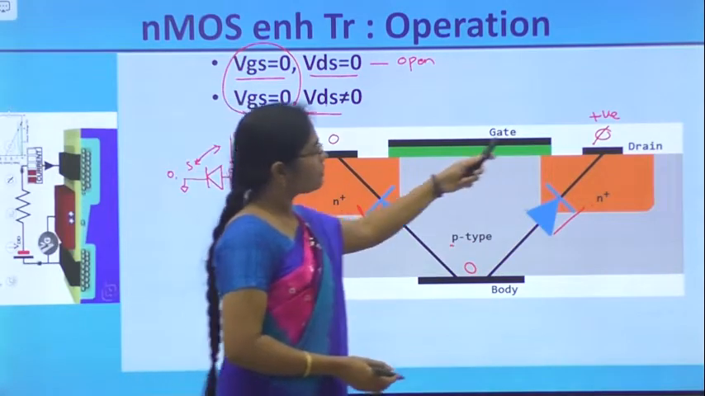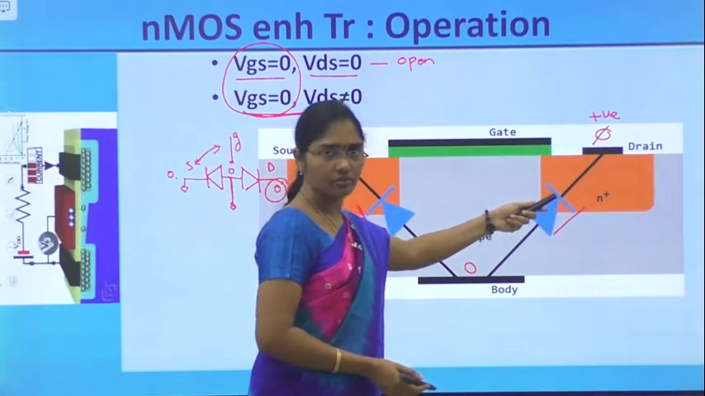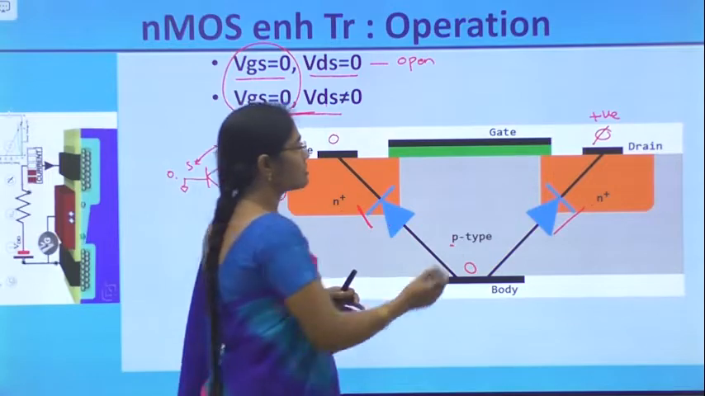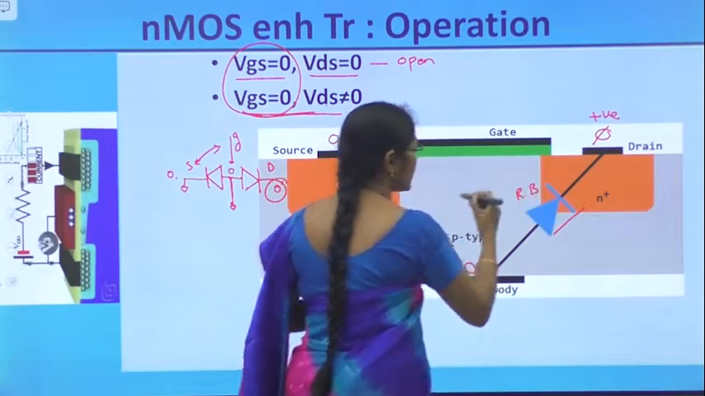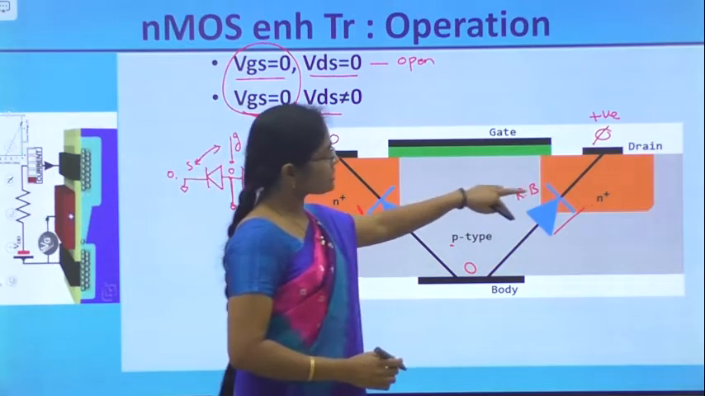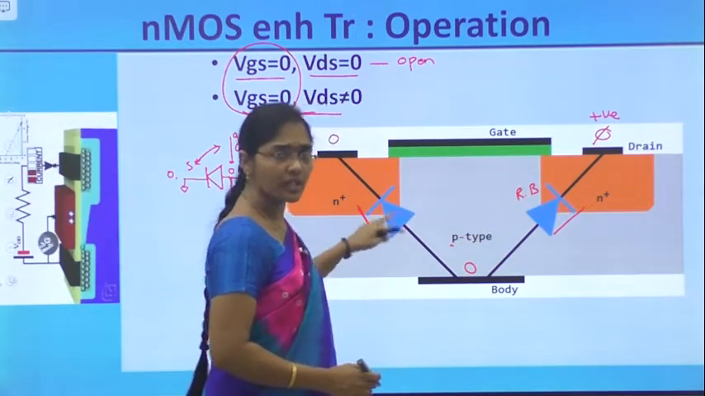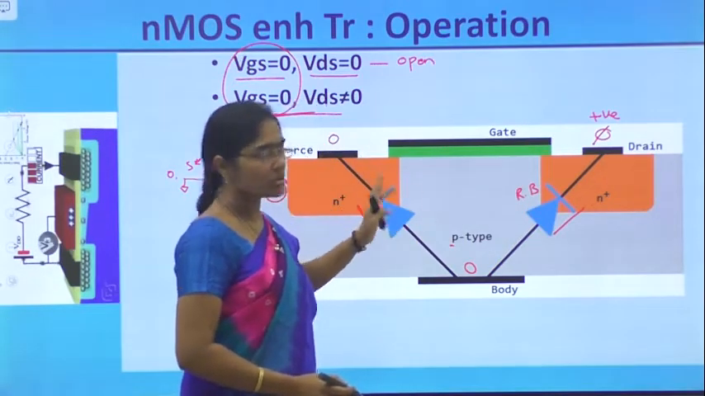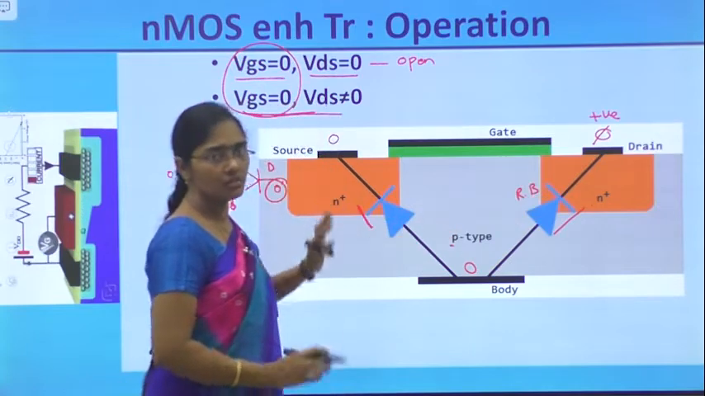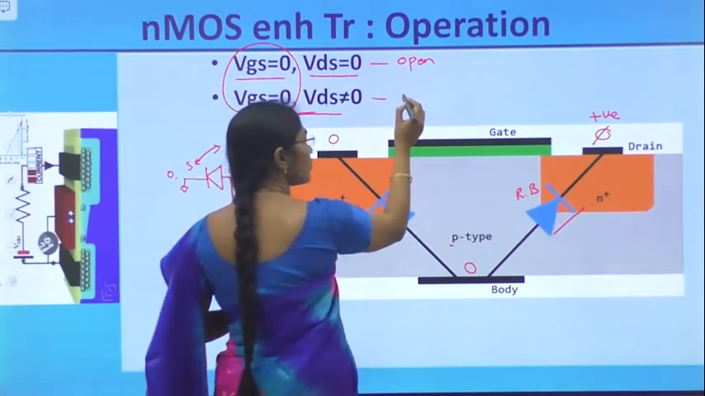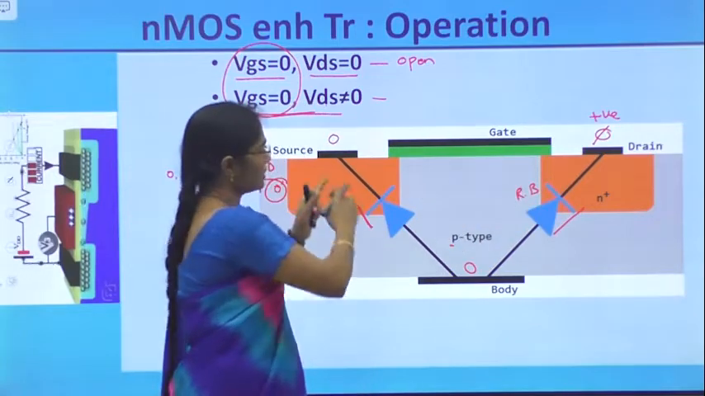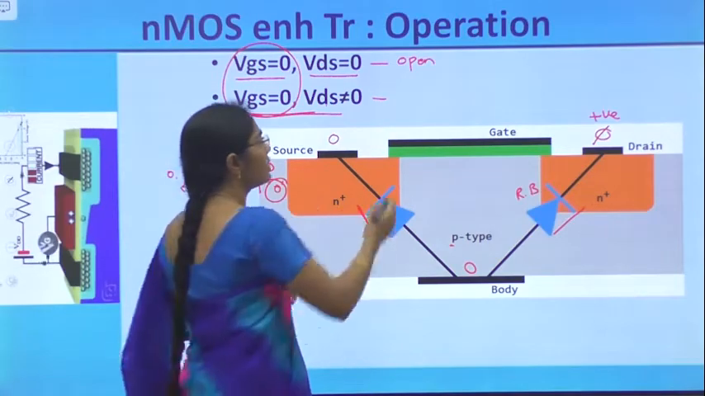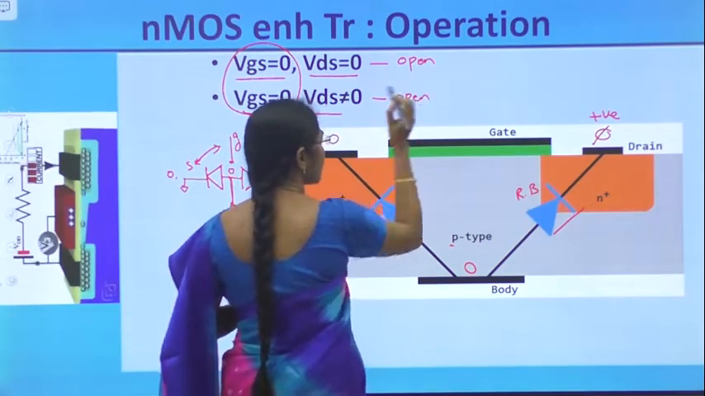Now what will happen? Positive is connected at the cathode of the diode, and at the anode 0 is connected. Because of this, it will act as reverse bias. Even with the two back-to-back diodes connected and some potential difference between the two ends of the drain and source, because of this open there is no connection, no current. This reverse-biased diode stops the conduction path between the drain and source terminals, therefore no current. So in this case, this is also acting as open.